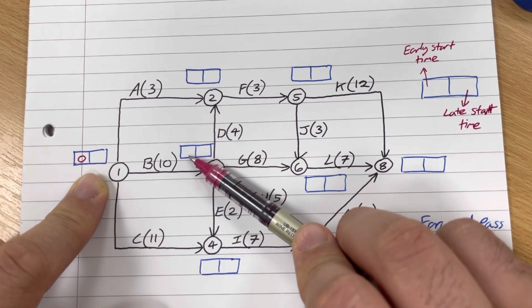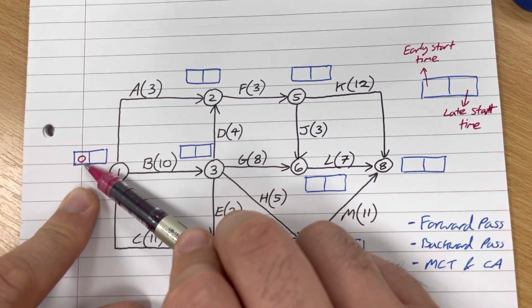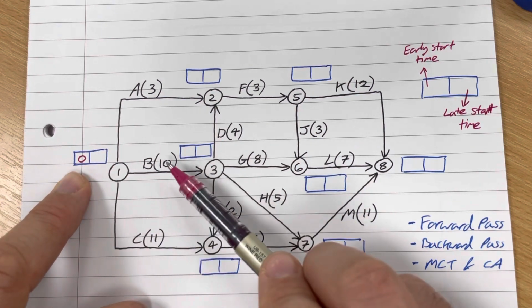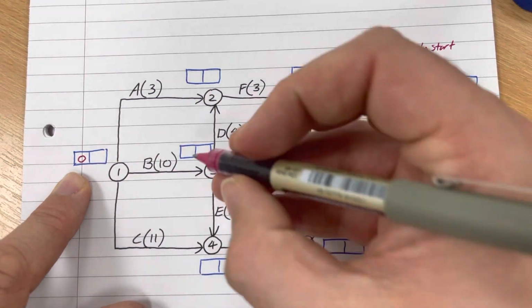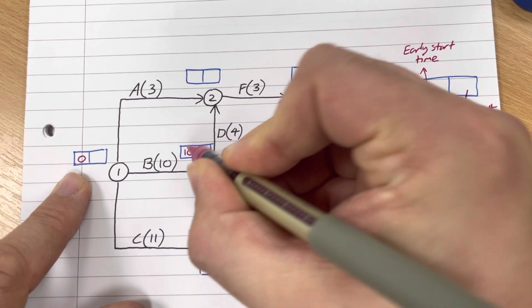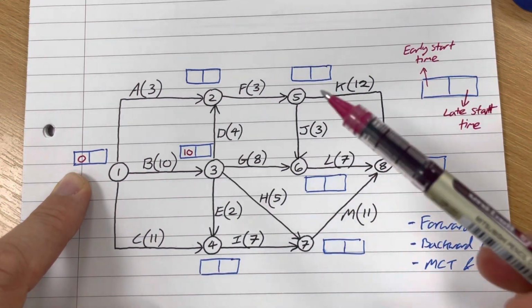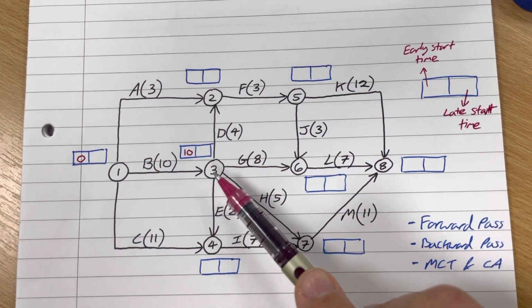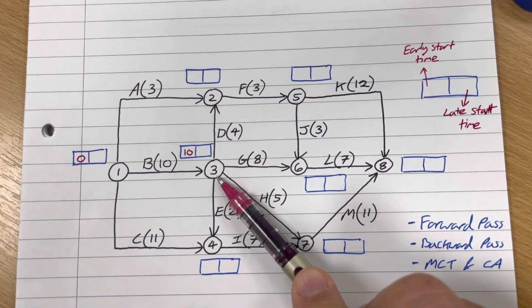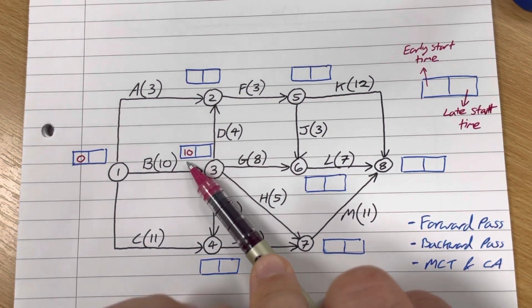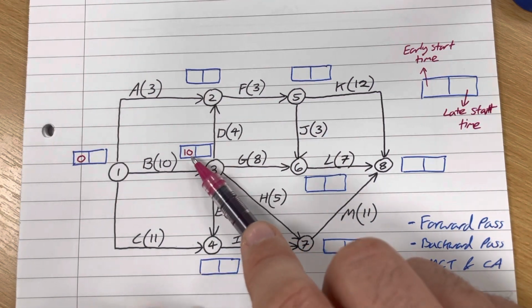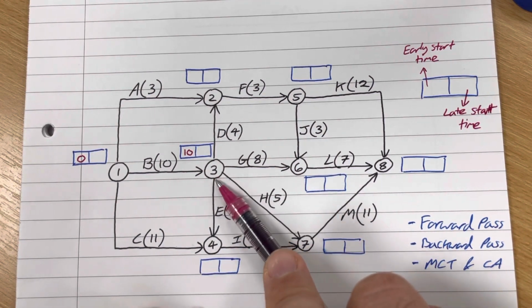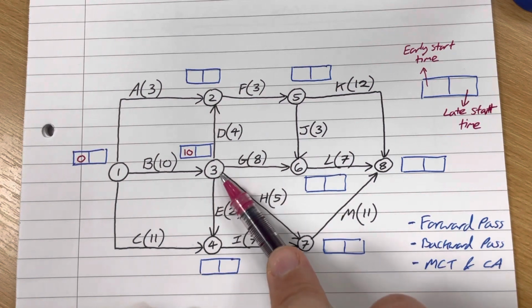So the way we calculate this is we do the early start time of the previous node plus the duration of that activity, and that will give us the number 10. Okay, so 10 goes in there. That essentially means I cannot leave node 3 until at least 10 days into the project. I'm going to be referring to these as days. So 10 days into the project, that is the absolute earliest time I can leave node 3.